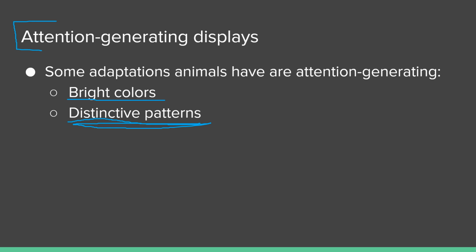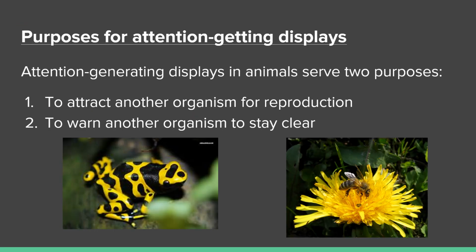Both of those are two types of adaptations. We'll look a little more specifically at those in just a second. But the purpose of getting the attention of other animals, there's two purposes for it. Number one, to attract another organism for reproduction. To kind of say, hey, come this way, come look at me in order to reproduce.